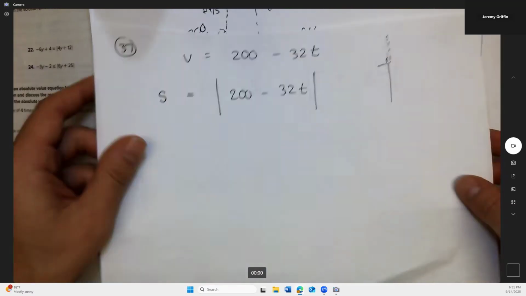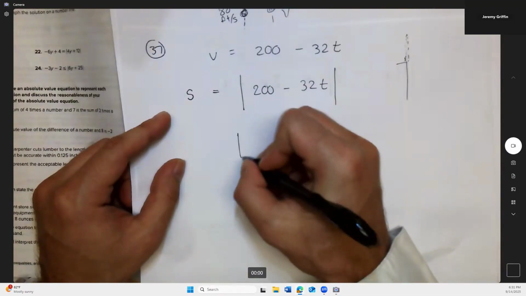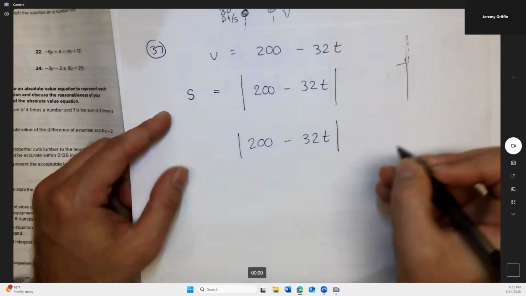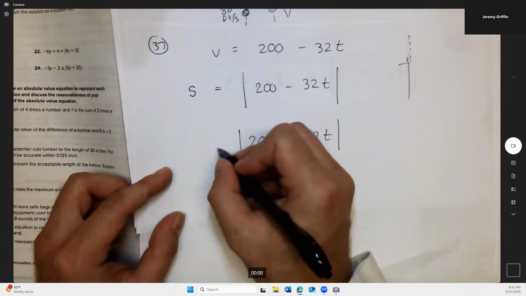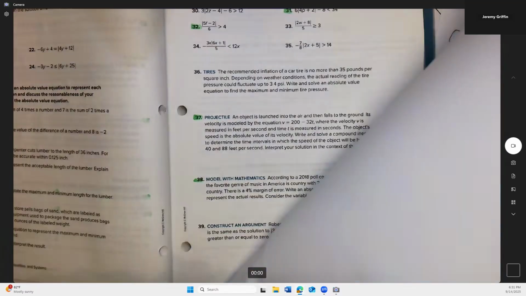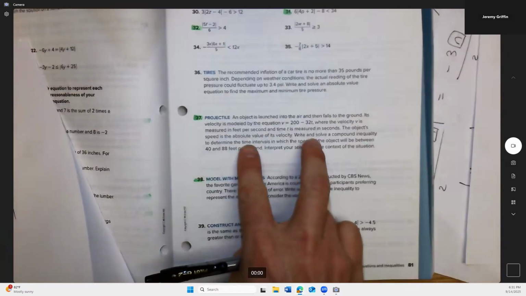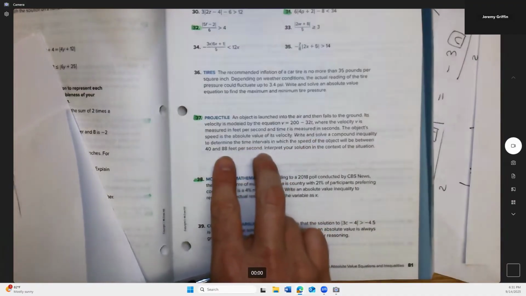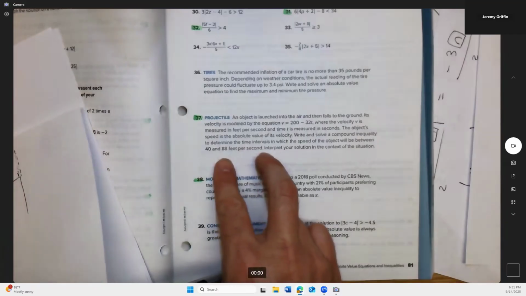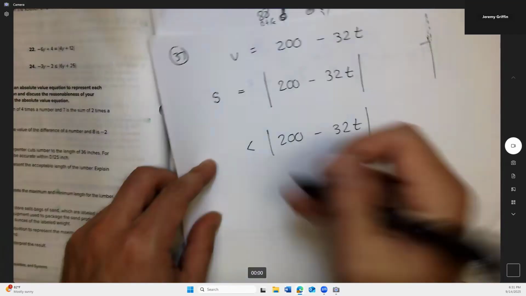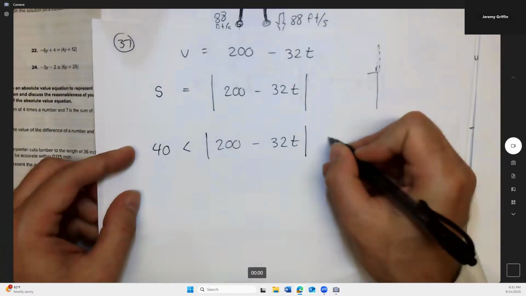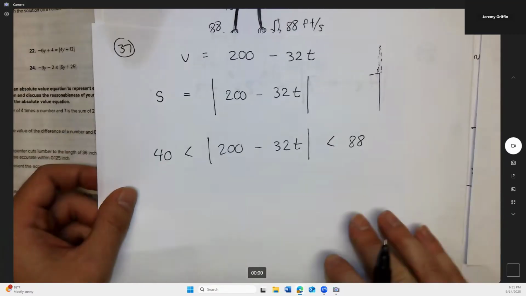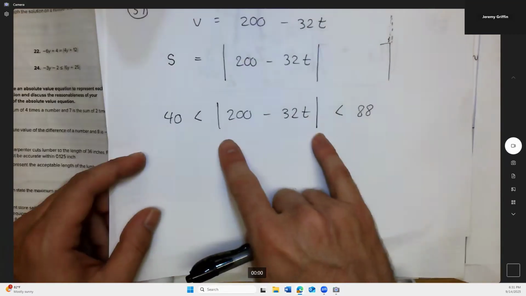Let's see. Does math actually work? We're going to find out. So take 200 minus 32t. So that absolute value, we want that absolute value to be, is it strictly greater than or greater than or equal to? Maybe it's kind of interpretation. All right, I'll say strictly greater than 40 feet per second and strictly less than 88 feet per second, or something like that. Okay, those time rules.